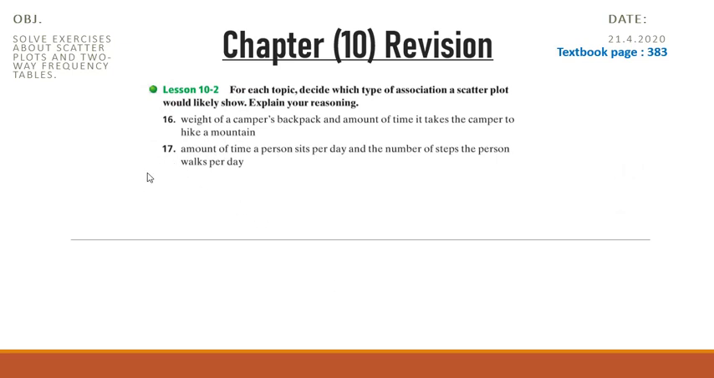It's the same question, but the previous one was on lesson 10.1, in which you can't give the answer positive or negative association, but in this one you can. I want you to tell me whether the association in number 16 is positive or negative. If you know the answer, let me know in the chat.